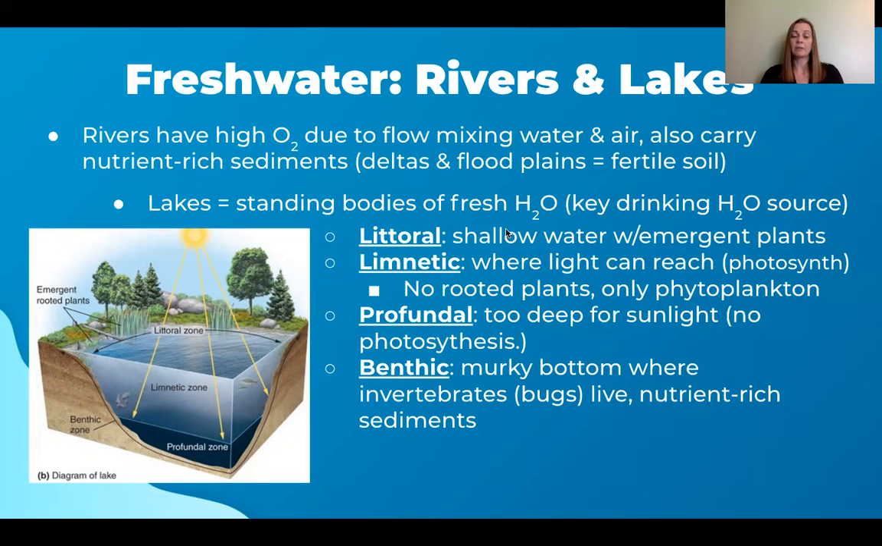And then we have the profundal zone. Not all lakes have a profundal zone, but if you have a large, deep lake like the Great Lakes, you may have a profundal zone, and that zone is too deep for sunlight to reach. So there's no photosynthesis occurring in that zone. And then all lakes, whether they have a profundal zone or not, have a benthic zone. And the benthic zone is really just where the water meets the bottom of the lake. So it's the murky bottom part of the lake where invertebrates tend to live. That's bugs, that's crayfish, anything like that. And they have very nutrient-rich sediments.